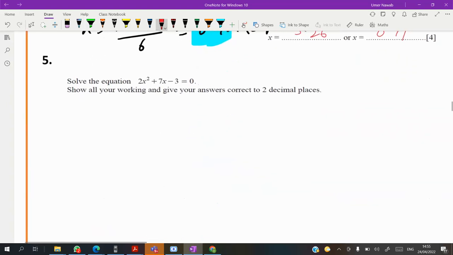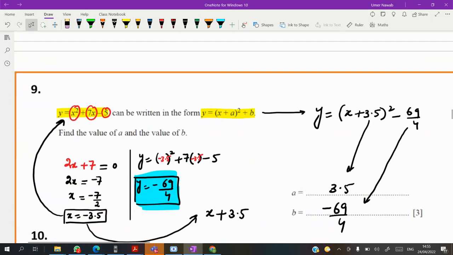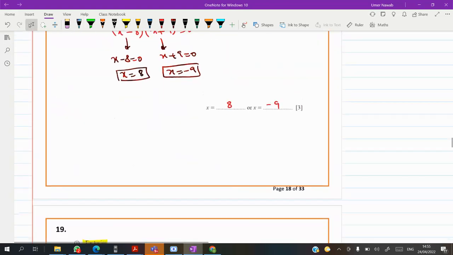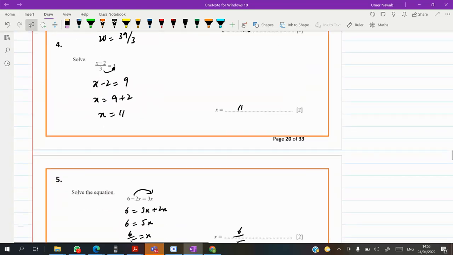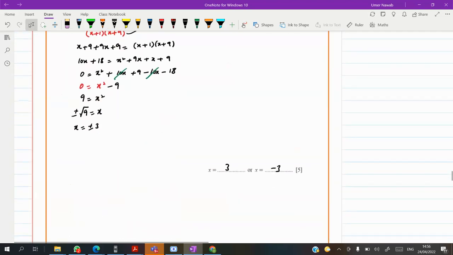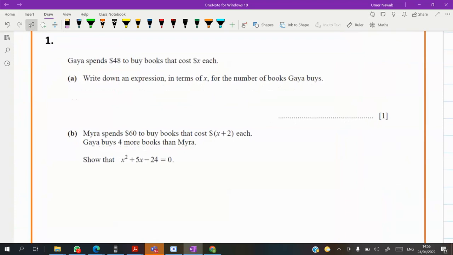Okay, finished. So guys, in the same way, you can complete your other quadratic equation questions by using the formula. Now I want to take you to word problems. Sometimes the examiner in paper 4 makes a question related to different techniques of algebra. So you need to model equations by reading the question. The first part is: Kaya spends $48 to buy books. He didn't tell us how many books she bought, which cost x dollars each.